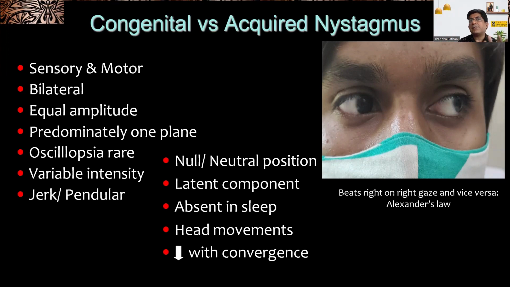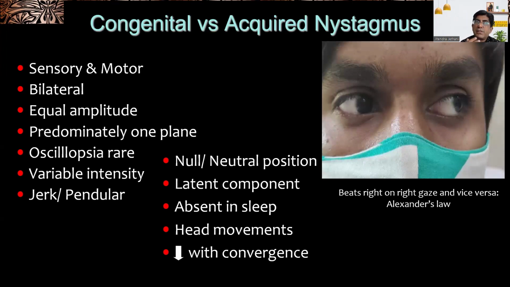Oscillopsia, since it is there since birth, patients normally do not complain of oscillopsia in congenital nystagmus. It could be of variable intensity, could be jerk or pendular. There can be a null or neutral zone in congenital nystagmus. There can be a latent component, which means that whenever you cover one of the eyes, the eye which is not under cover has an increased amplitude and velocity of nystagmus, and it starts beating towards the fixing eye. Now, congenital nystagmus would normally be absent in sleep.